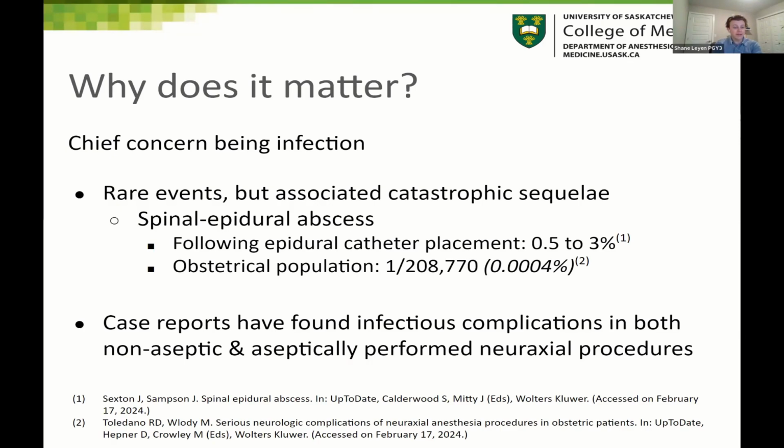To date, the literature quotes a rate following epidural catheter placement of 0.5 to 3%, which is quite a bit higher than I would imagine. But in relation to just the obstetrics population, it's quite a bit lower, 0.0004%. And of note, case reports have found infectious complications in both non-aseptic and aseptically performed neuraxial procedures. So it's not entirely effective doing it aseptically, although maybe those procedures were not as aseptic as they were thought to be.